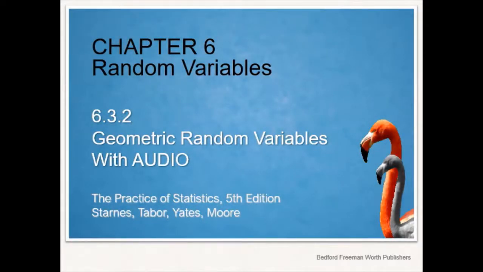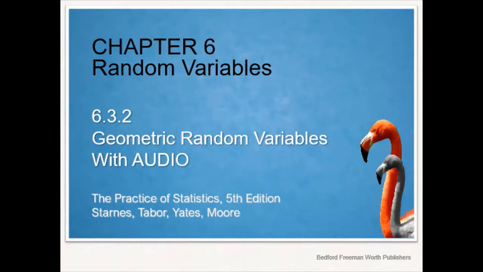So in this second part of section 6.3, dealing with random variables, we're dealing here with geometric random variables. The main difference between geometric random variables and binomial random variables is the set number of trials. For binomial, we had a set number of trials predetermined before we even began, shooting baskets or whatever the situation is. Here, we don't have a preset. What we're going to do is keep going until we make a basket, and then we'll stop.